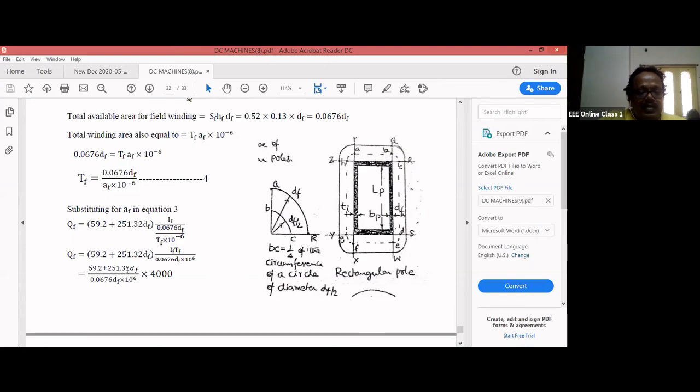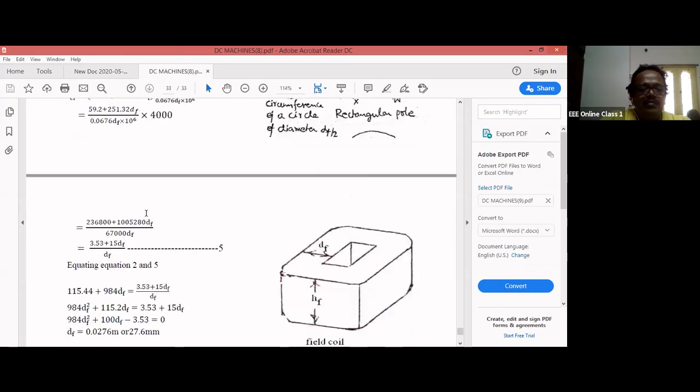So KF is equal to the entire term into IF into the entire term. Then what do you get here? Ampere turns. IF into TF is nothing but your ampere turns. What is given here? 4000. KF is equal to 4000. Just solve this equation. Then what do you get here?